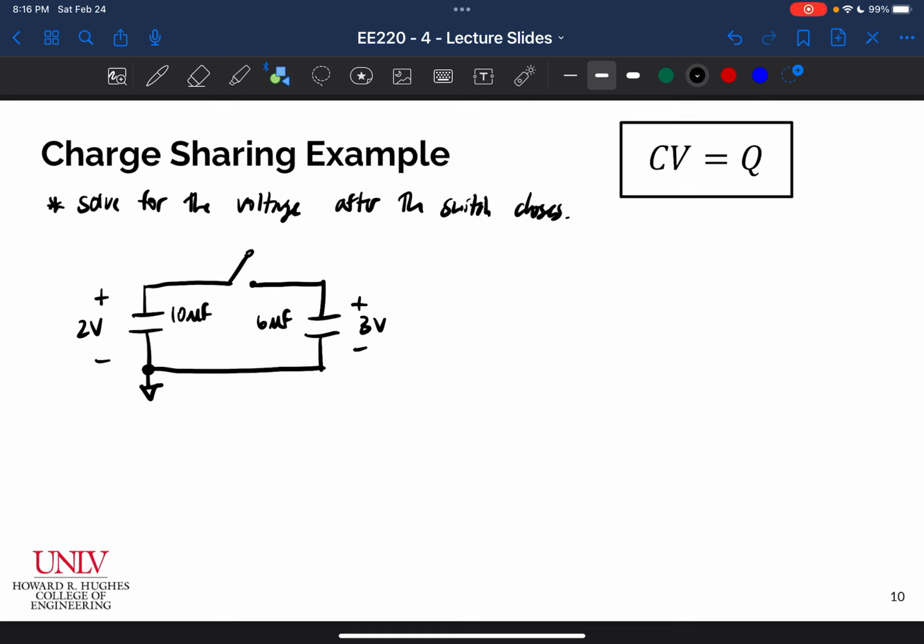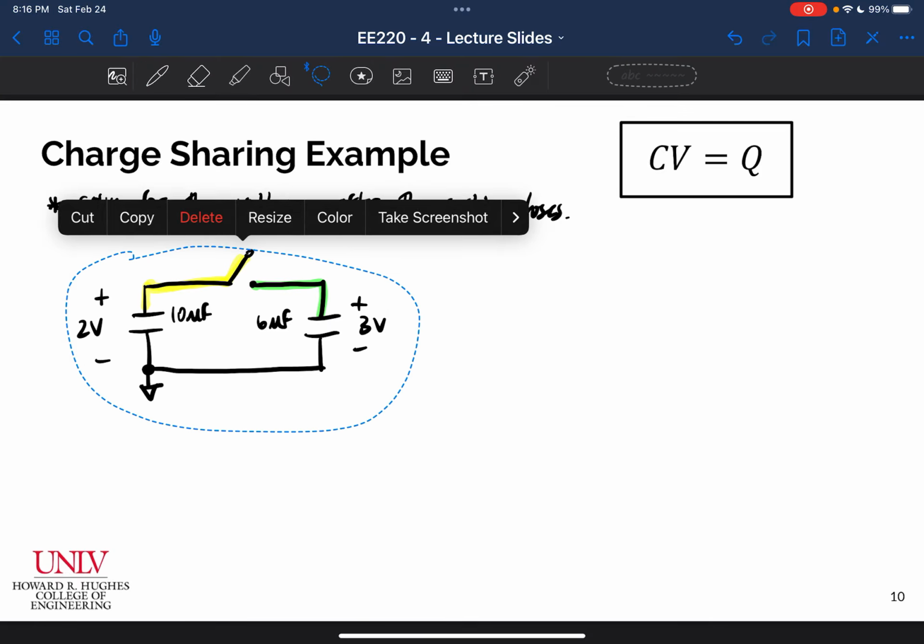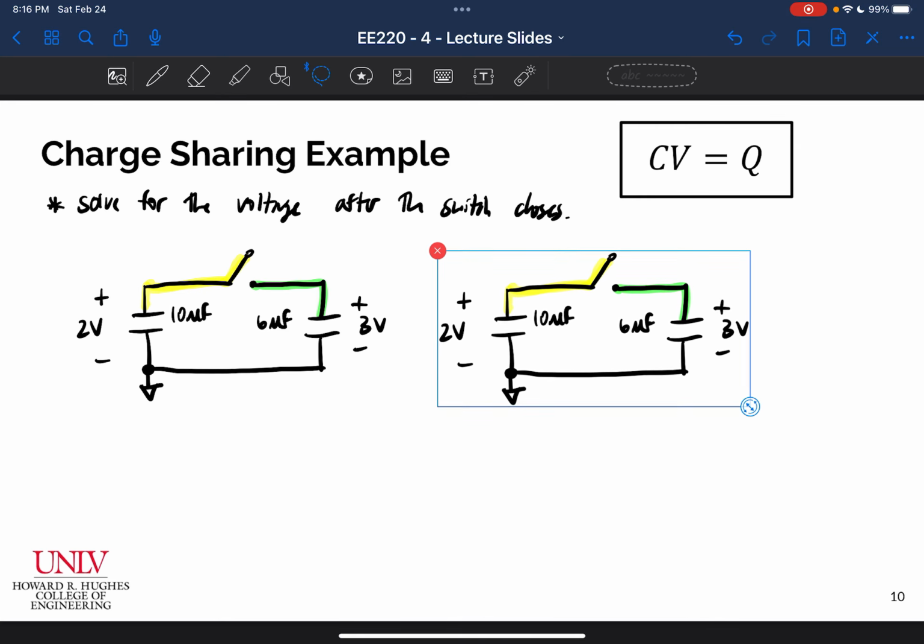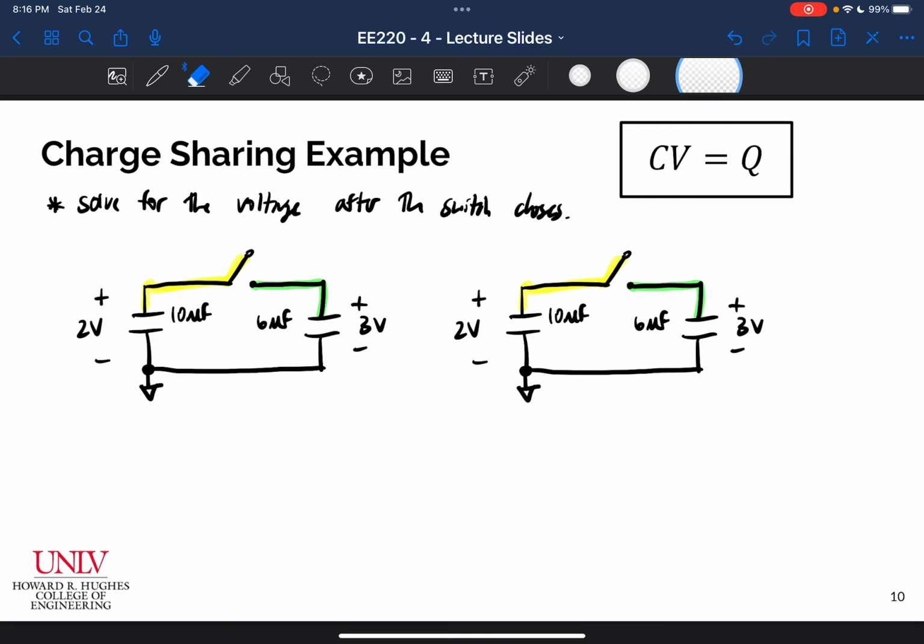Let me draw the node. This node, after the switch closes. So initially they're two different nodes, right? We've got this yellow node here and this green node here. But after the switch closes, let me go ahead and copy this circuit over here. When the switch closes, what we're left with is a closed switch and one node connecting the two capacitors. So this final node in purple, that's the voltage that we're interested in finding.